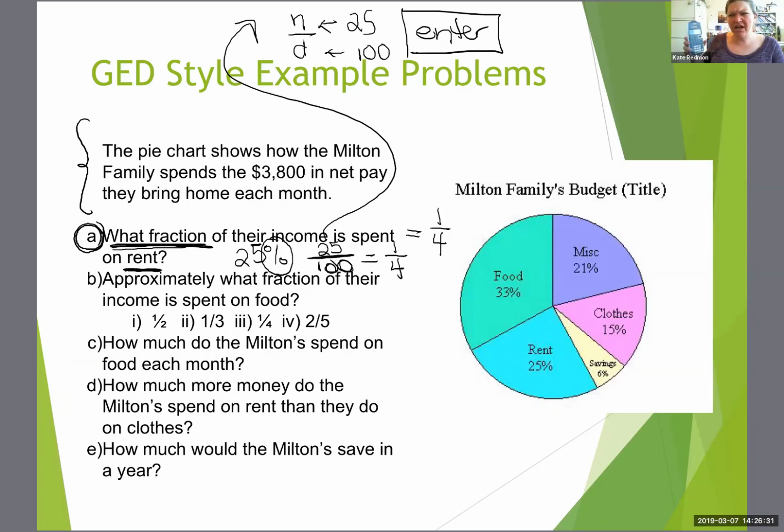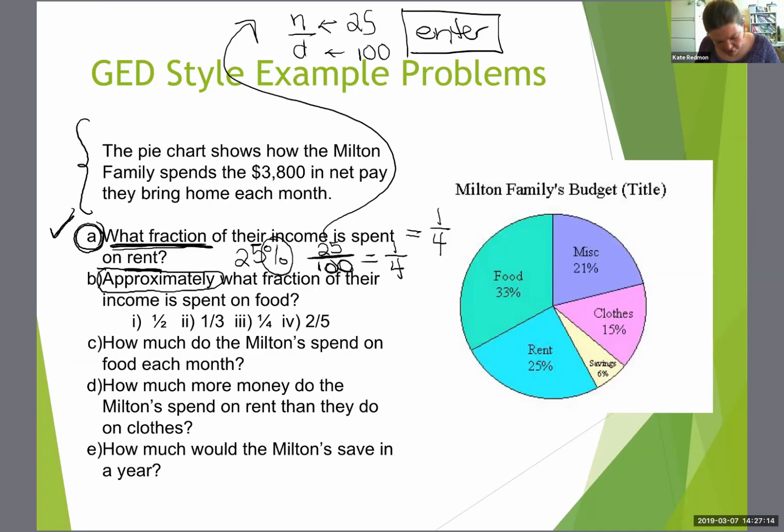If you have a TI, I would try doing that in your calculator right now just to make sure you have that skill. But now look at number 2, almost the same question, and yet they say approximately what fraction of their income is spent on food. See how they tell me approximately, guys? I have 100 million students who see that word approximately and ignore it and just start doing the work for what fraction of their income is spent on food.